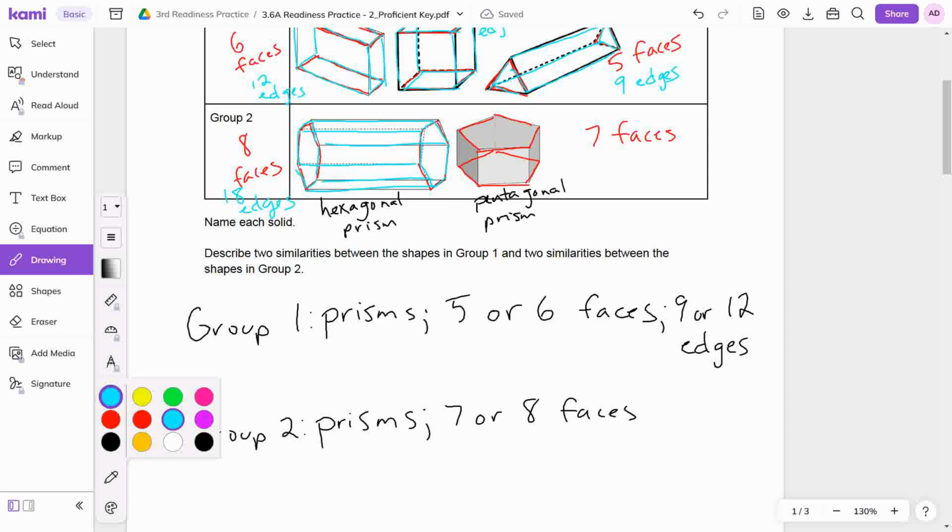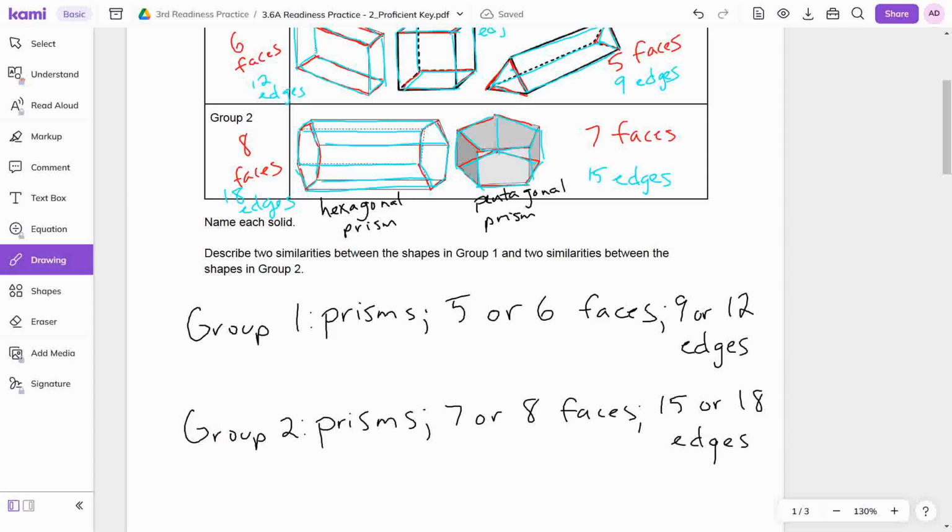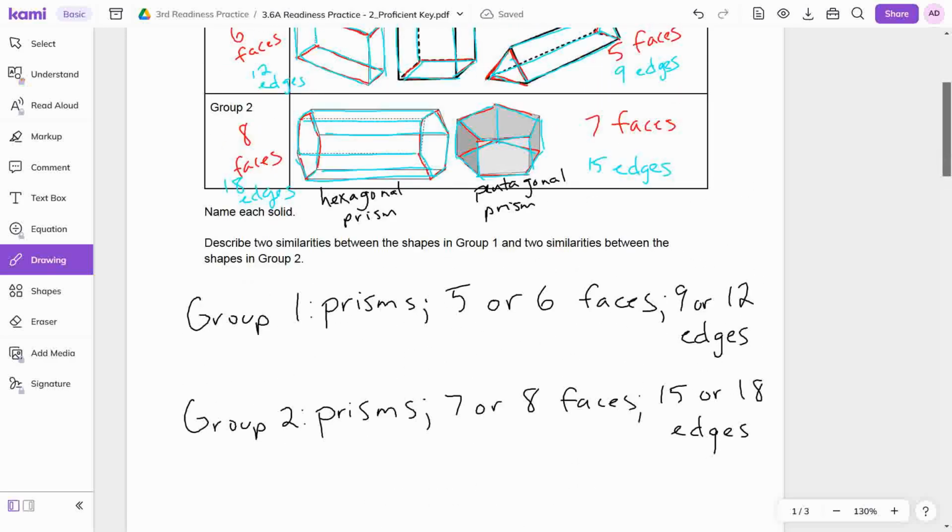With my pentagon, I'm going to count in groups of 5. 1, 2, 3, 4, 5, 6, 7, 8, 9, 10, 11, 12, 13, 14, 15. So I can say 15 edges. And if I wanted to, I can say we have 15 or 18 edges. You can also count the vertices or the corners if you want to, but any combination of these would work to describe similarities between group 1 and group 2.